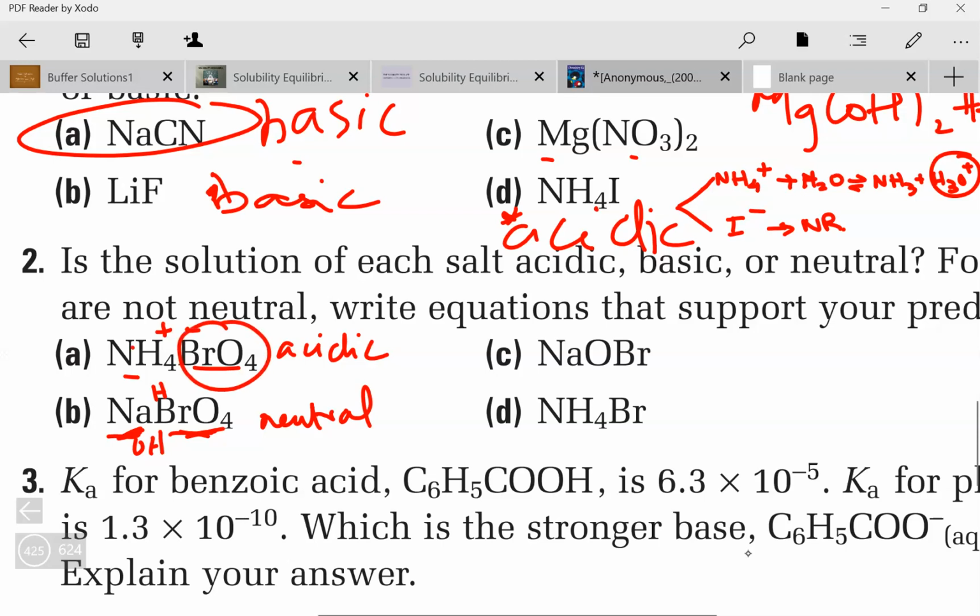This is going to react. NaOBr, strong base. Bromate is a weak acid, and therefore this is going to be basic. NH4Br is going to be also acidic because you have an HBr, which is a strong acid, and NH3, which is a weak base. So strong acid, weak base combination gives you acidic.